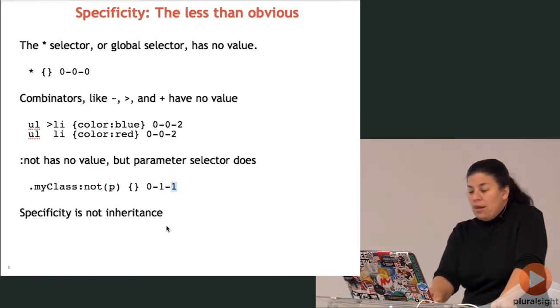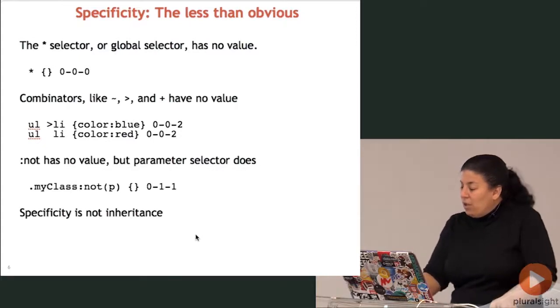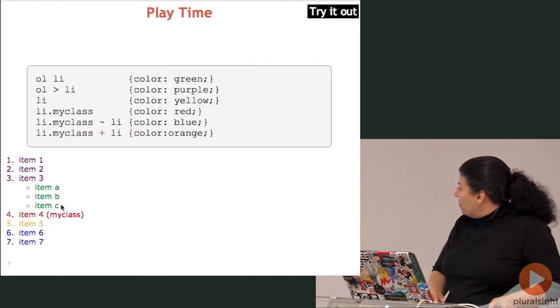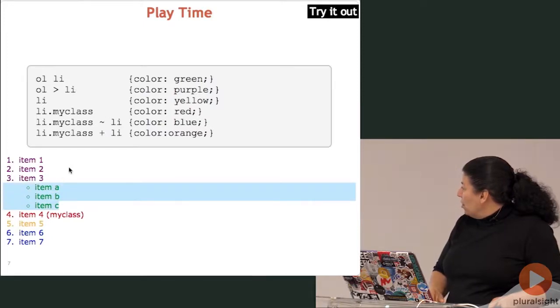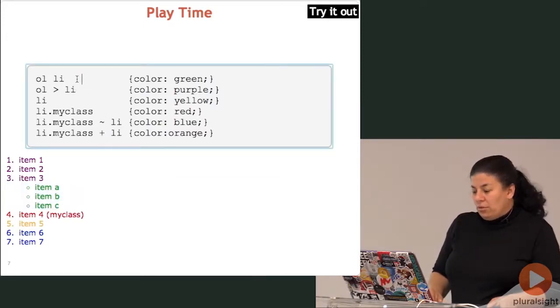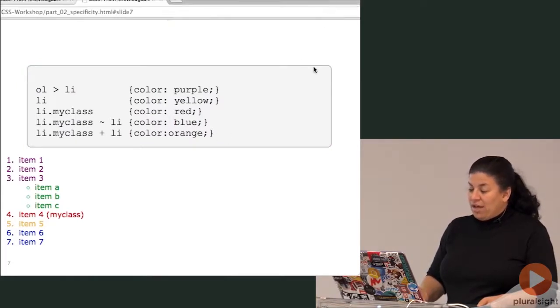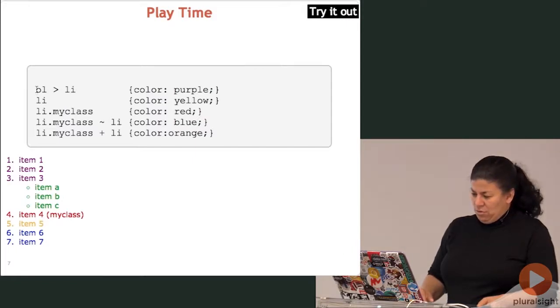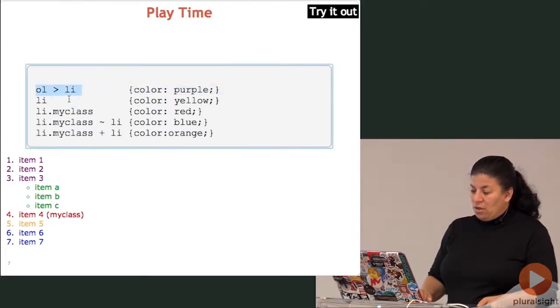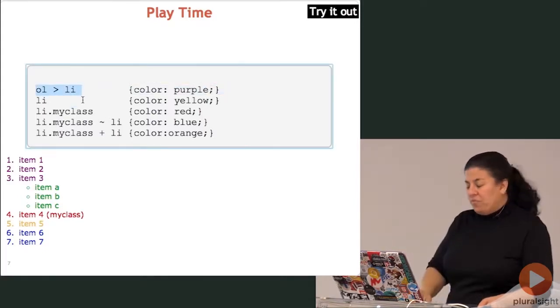And specificity is not inheritance. When I hit this word, I always forget what I meant by that. I guess what I mean is here, this is green because I've actually told it to be green. But if I didn't tell it to be green, and I didn't have something else telling it what color to be, I think I actually have it. It should be yellow, right? Because this doesn't actually match it. But in the header of the CSS, I have green. So that's what I meant.